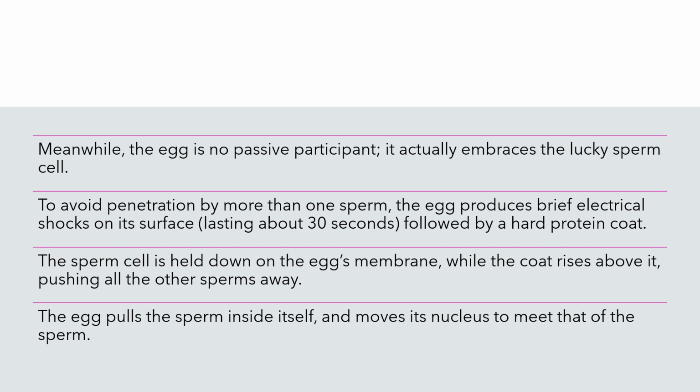The sperm cell is held down on the egg's membrane while the coat rises above it, pushing all the other sperms away. So that's what happened. Also, the egg pulls the sperm inside itself and moves its nucleus to meet that of the sperm. So the egg now pulls the sperm inside of her. The nucleus and the other elements of the sperm will now start the cell division. So now the conception happened.